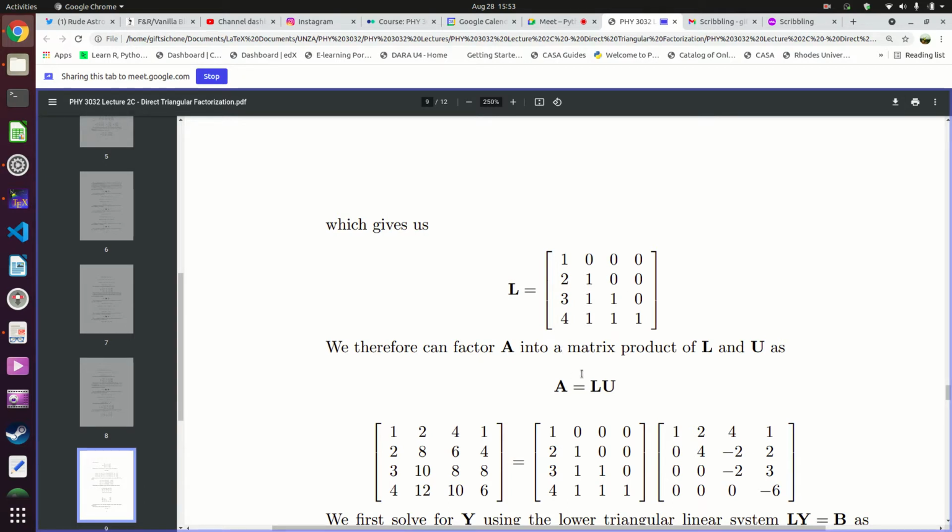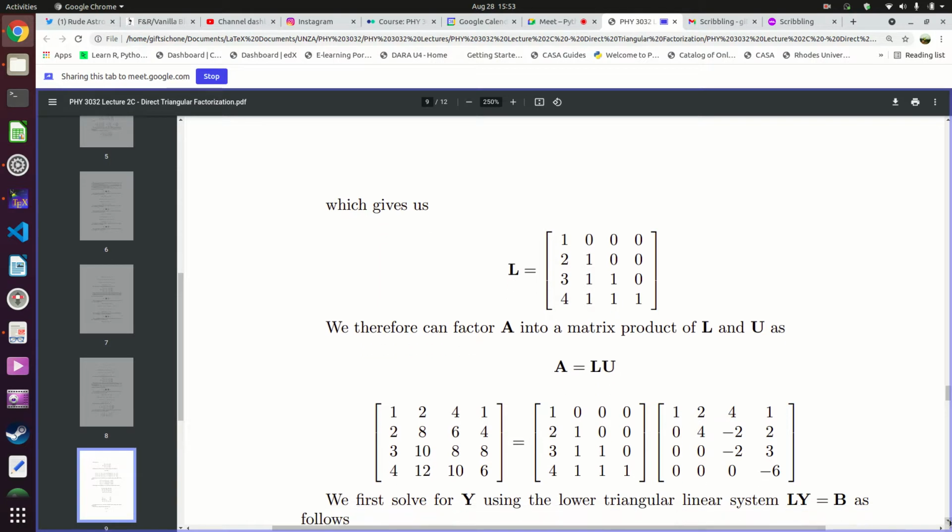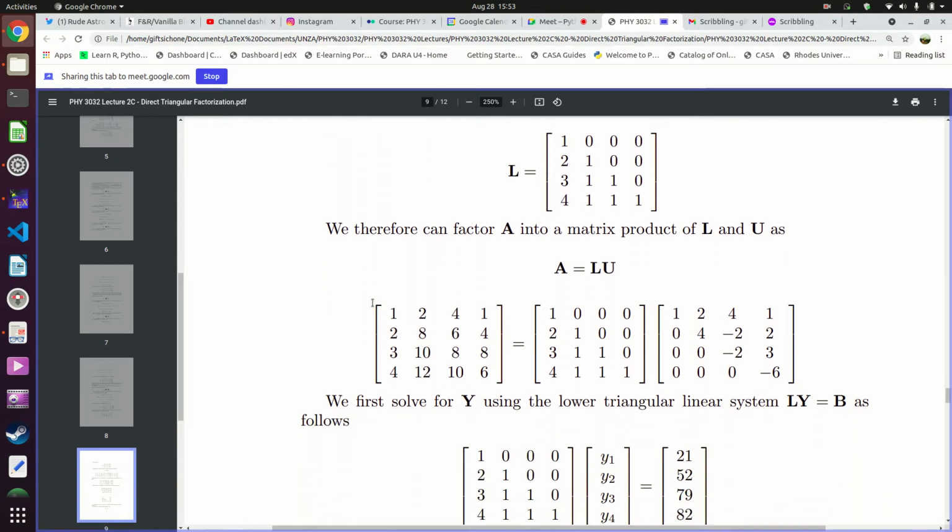So what we have managed to do is to find the factors L and U, and we can now write our matrix A, which is this one, in the form of a lower triangular matrix, which is this one, times an upper triangular matrix, which is this. Are we clear?